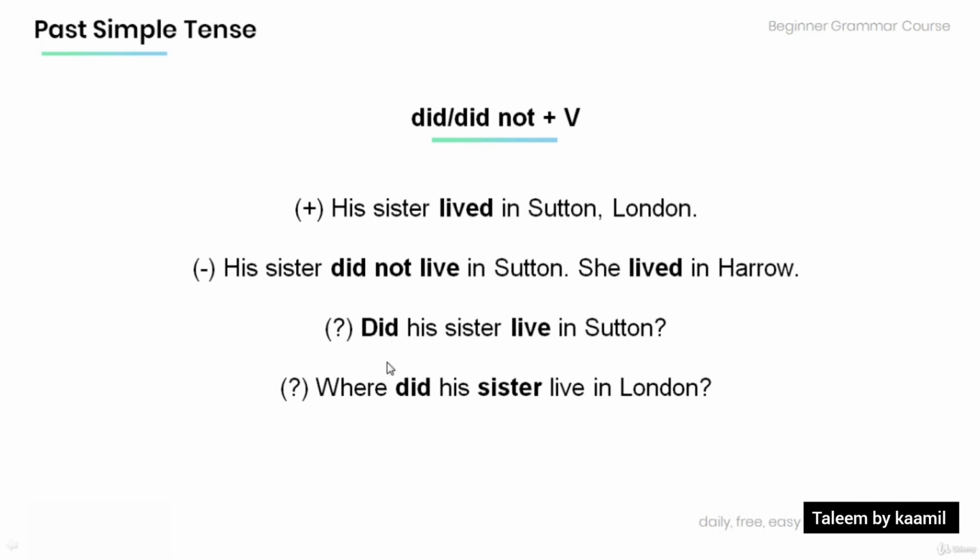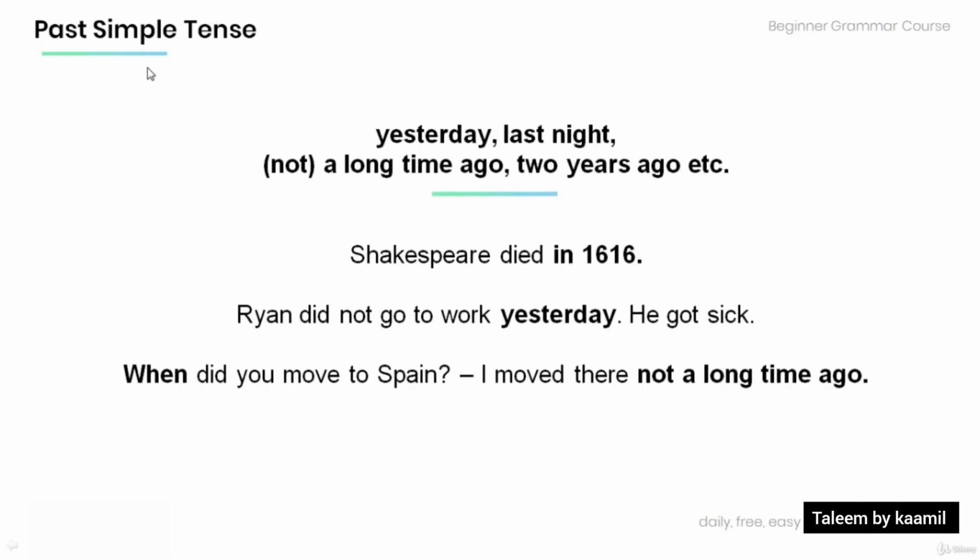Where did his sister live in London? Note that we can use yesterday, last night, not a long time ago, 2 years ago, etc. to create the past simple tense. Have a look at the examples below.